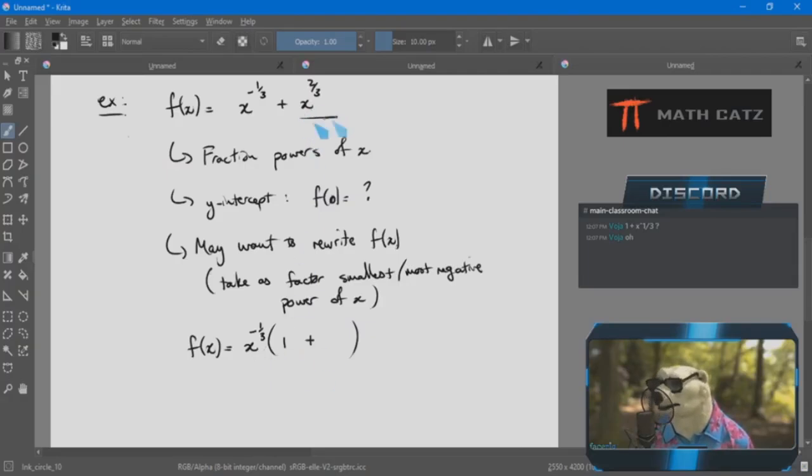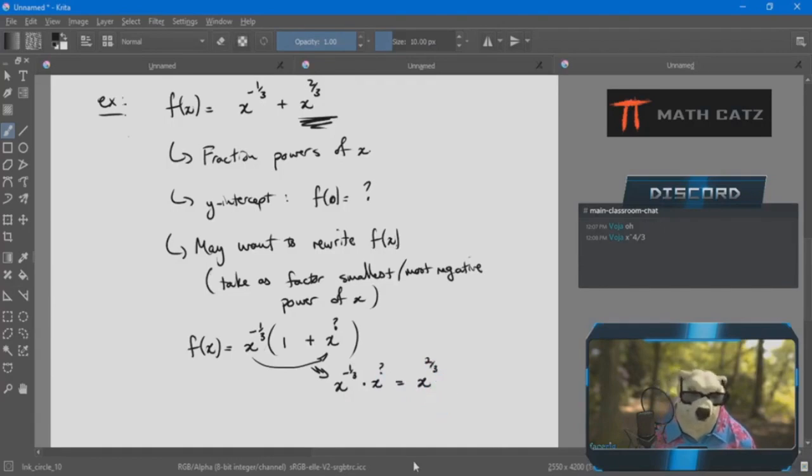In order for me to get x to the 2/3, I'm obviously going to have a power of x here, right? It's going to be some power of x. We should at least agree on that. So now when I multiply this in, I'm going to get x to the negative 1/3 times x to the something. And I want that to result in x to the 2/3. Okay?